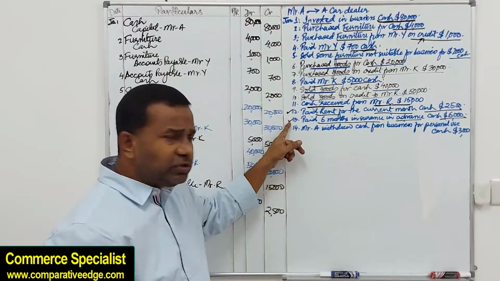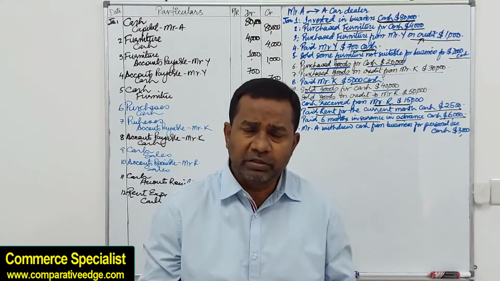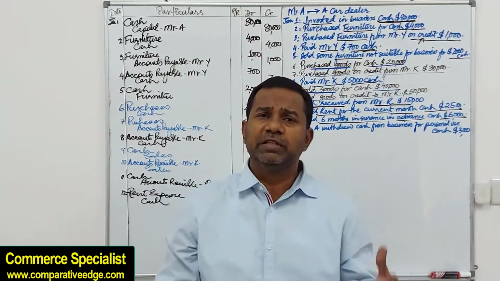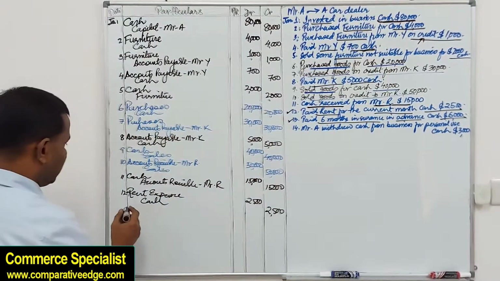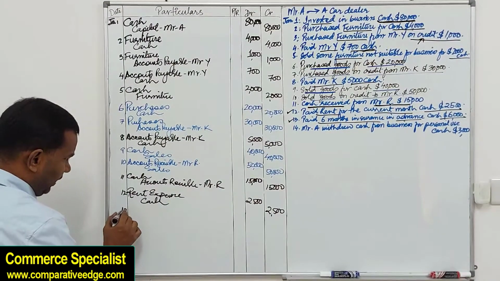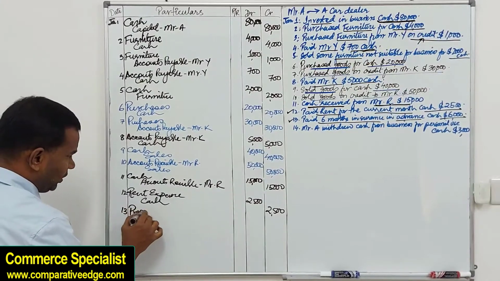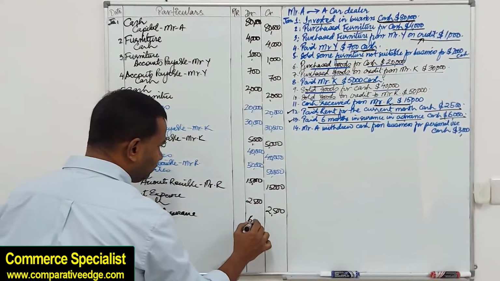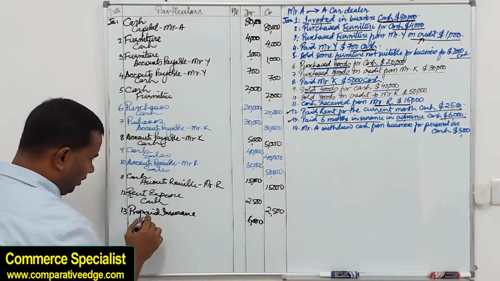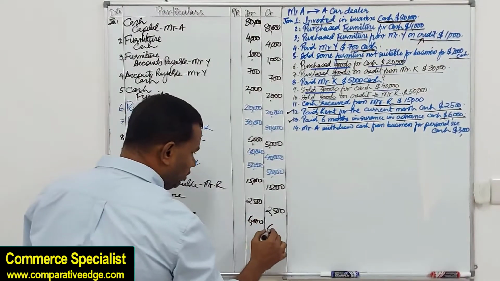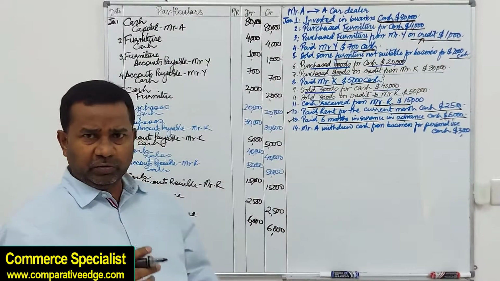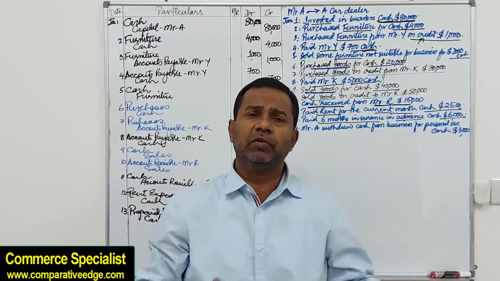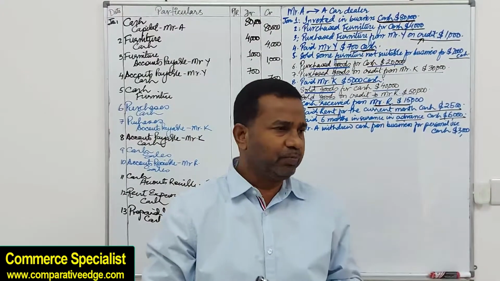So before 13th of January, there was no prepaid insurance. The value was 0. Now it is 6,000. From 0 to 6,000, it is increasing. Prepaid is an asset. Increase in an asset is a debit. So I'm going to debit prepaid insurance by 6,000. And obviously I'm paying cash, so I'm going to credit cash 6,000. If you're paying by check, you can credit bank. Because when you pay by check, ultimately your bank balance goes down. So if you're paying cash, you credit cash. If you're paying by check, you credit the bank account.